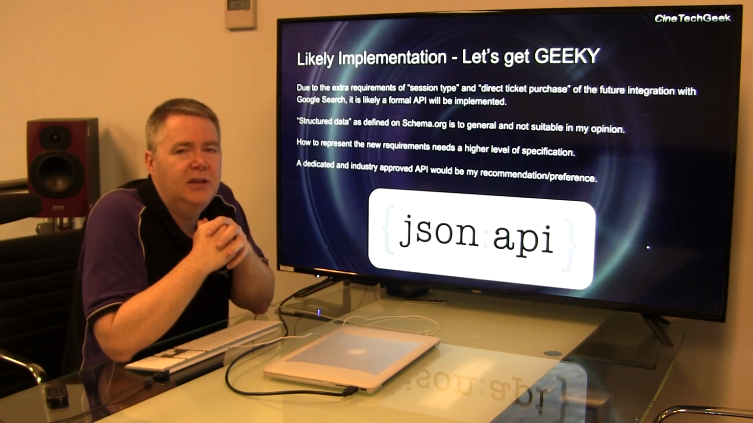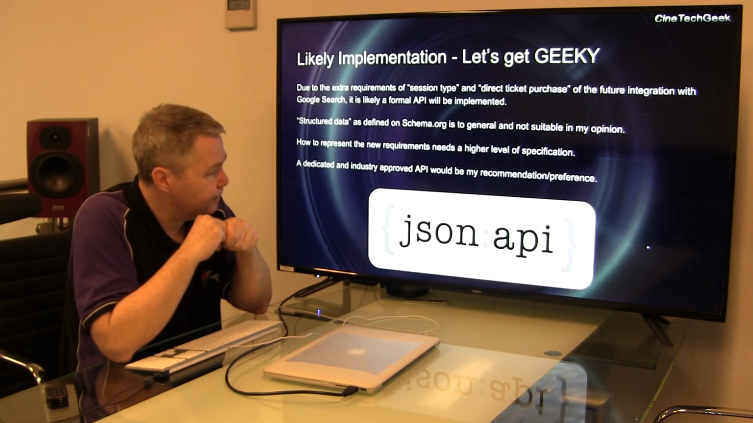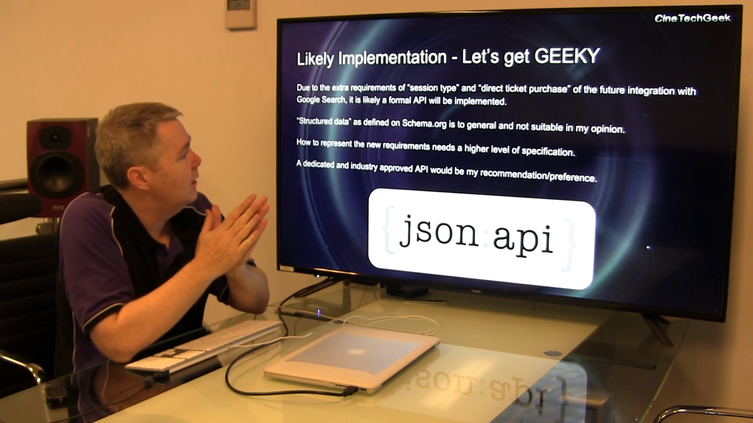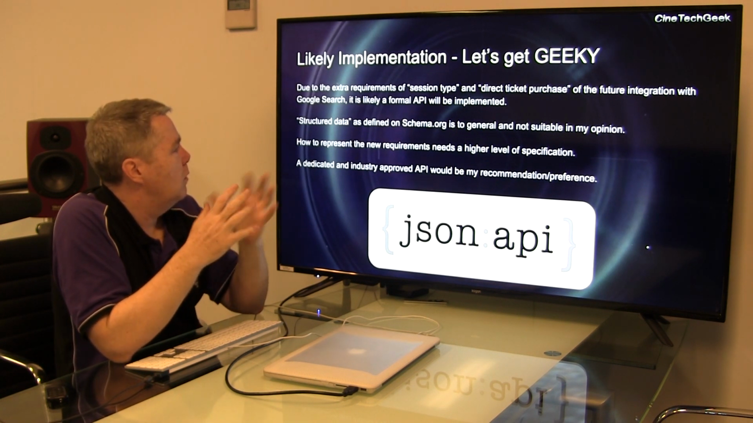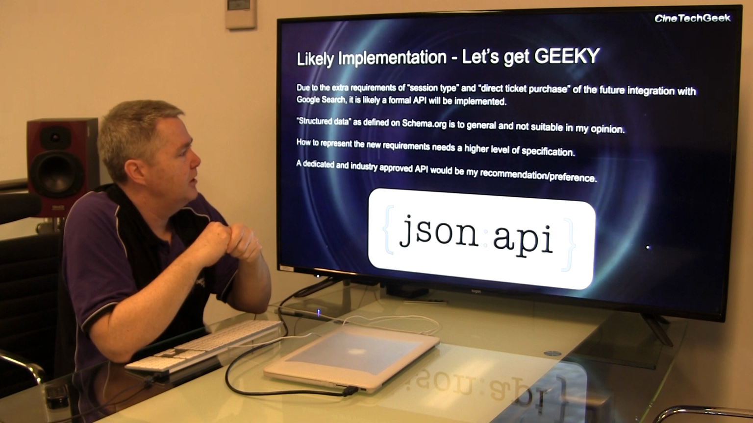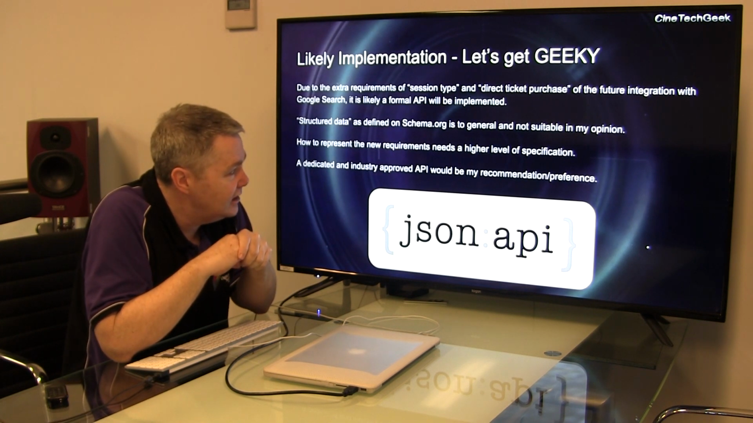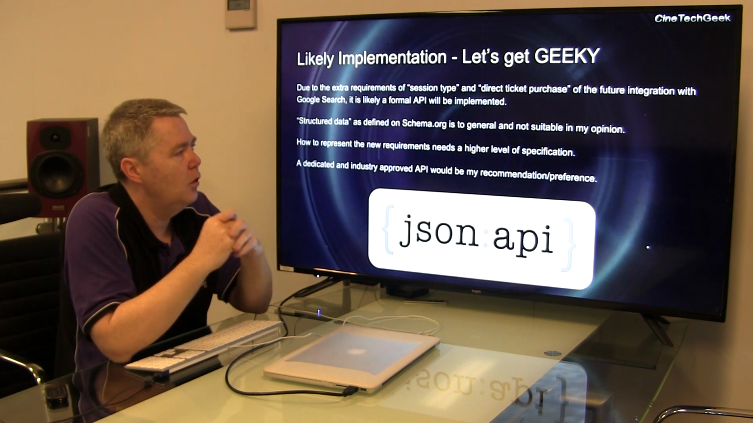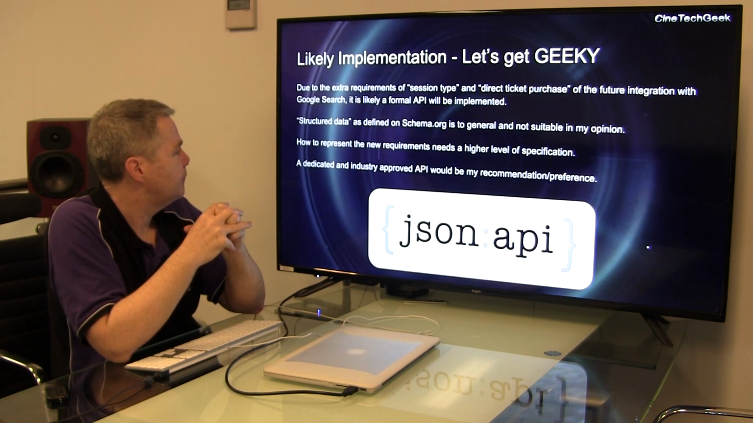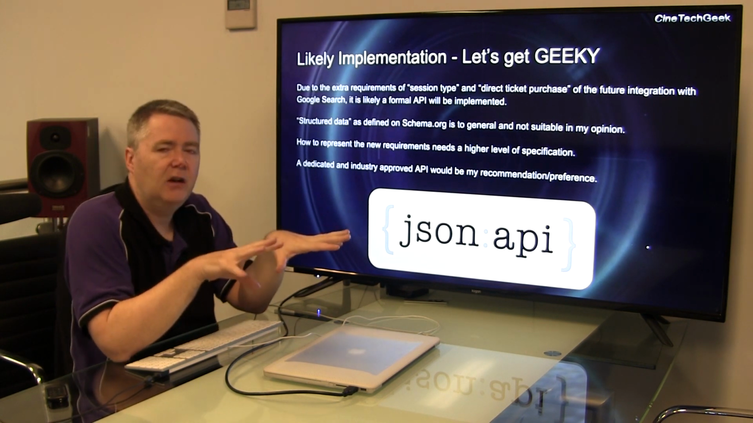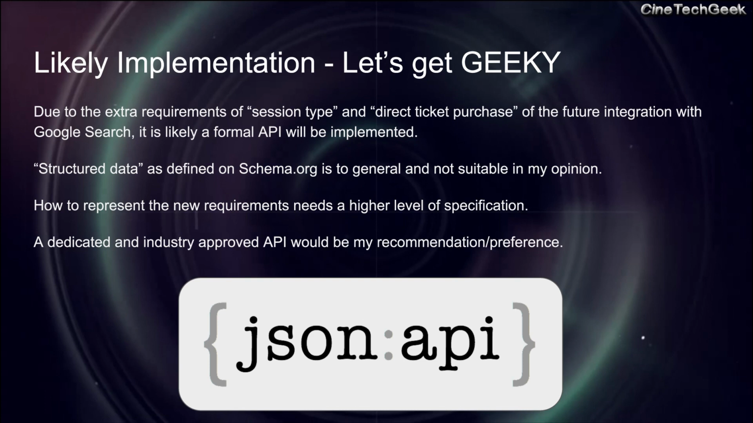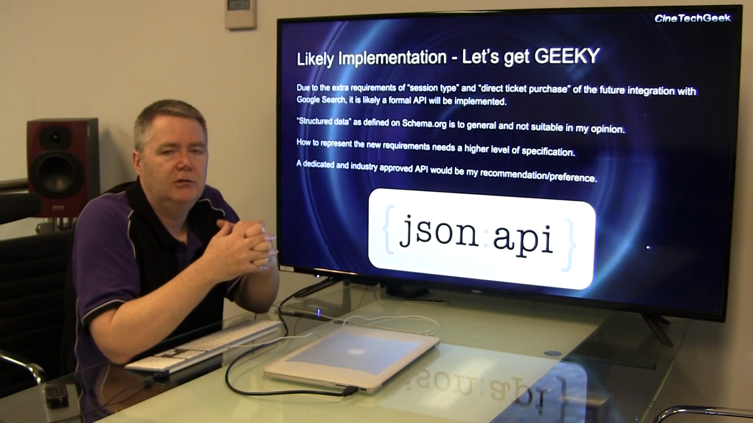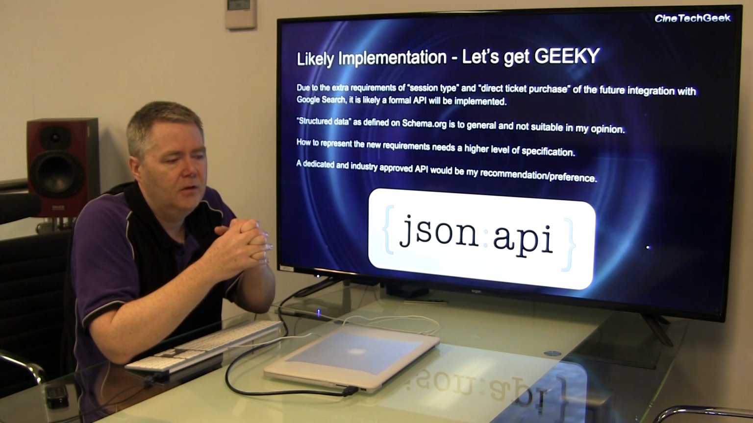So, likely implementations, let's get geeky. We've got these extra requirements of the session type and direct ticket purchase. Those are the two very straightforward known things you want to implement. Structured data, as suggested by Google for a lot of the things they already do, like it's happening with Webedia, etc. I don't really think it's that suitable for what we as a cinema industry need, for a number of reasons.